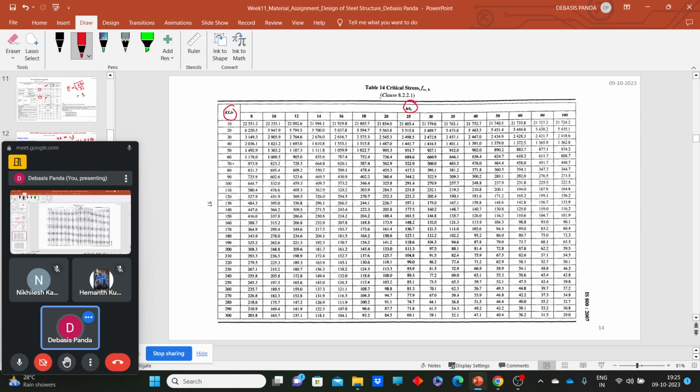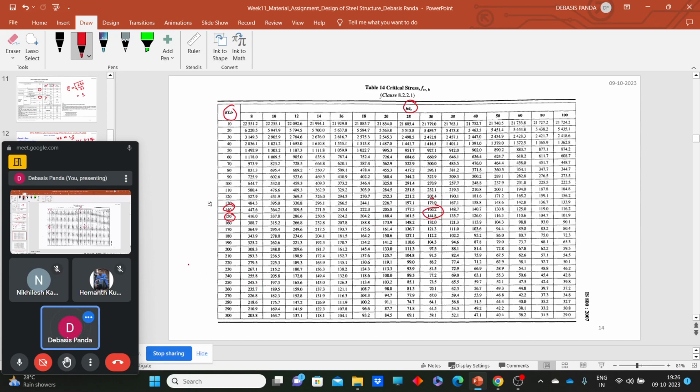Here you can see the values of lambda and h by tf are provided. In our case the value of lambda is 142 point something, and 142 is not there, so 140 and 150 are there, and for our case we will consider 30 here. That means our value will lie within 144.8 and 160. If we do the linear interpolation between 140 and 150, the target point is 142 point something, so we can easily find out the value of fcrb.